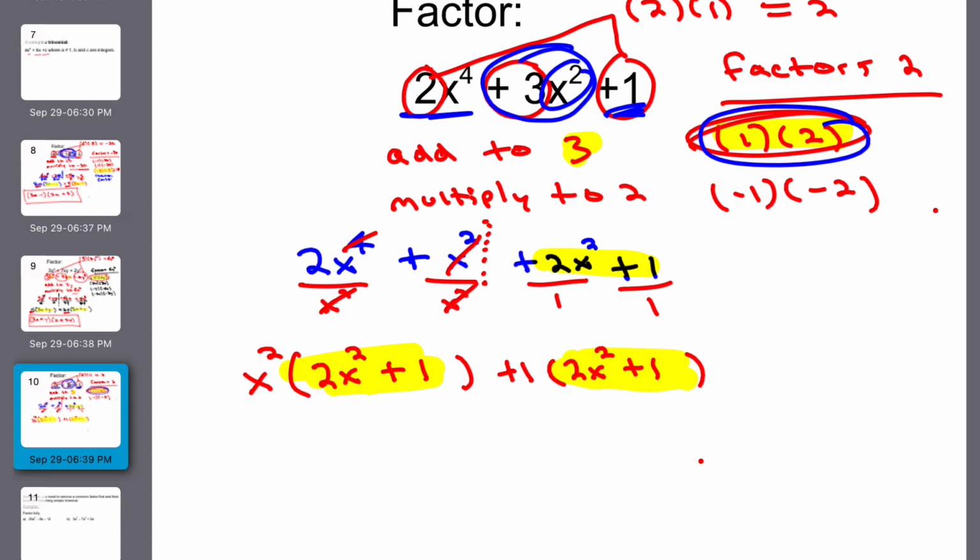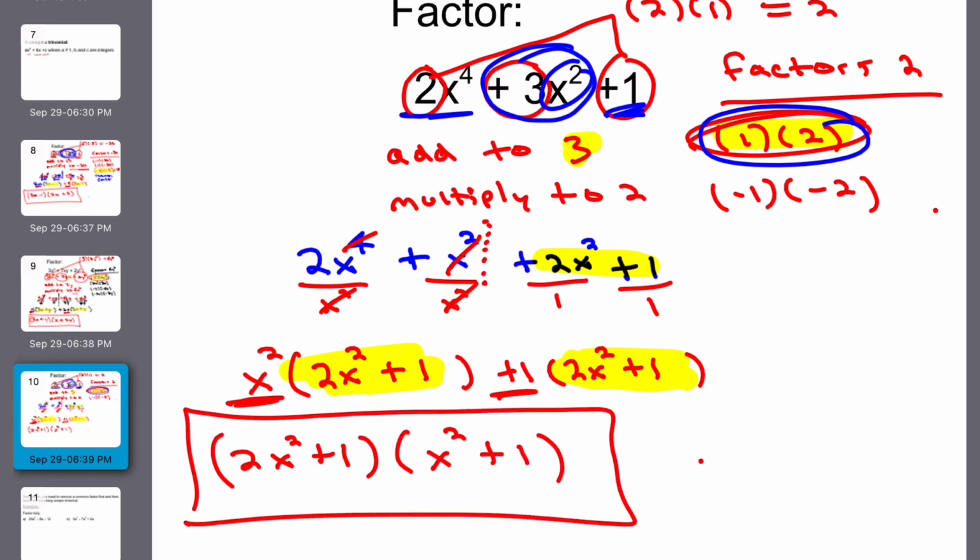Okay, so last step, we can take out those brackets. We factor it out, 2x squared plus 1. And once you do that and divide by the original terms, the 2x squared plus 1s will cancel, leaving us with the x squared plus 1, which creates our final factor, our final bracket there. So this is our final factored answer here. 2x squared plus 1, x squared plus 1.